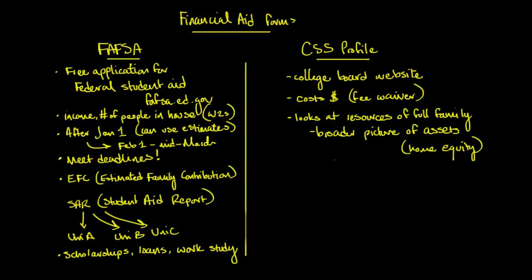Okay. And are the deadlines for the profile similar to FAFSA? So they're a little bit different. So the college deadlines are very similar. So again, probably between February 1st and sometime in the middle of March. So those are pretty standard. But the CSS Profile is available in the fall of your senior year.